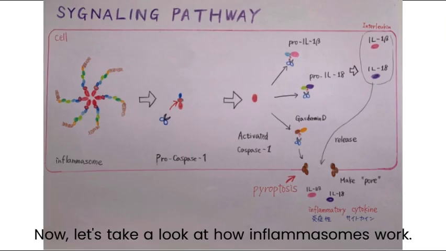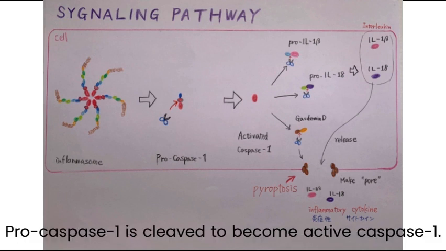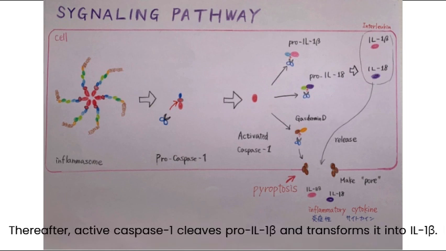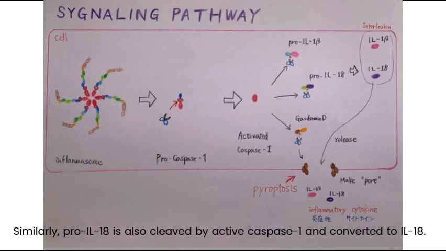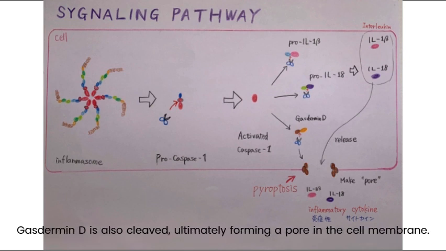Now, let's take a look at how inflammasomes work. Procaspase-1 is cleaved to become active caspase-1. Thereafter, active caspase-1 cleaves pro-IL-1 beta and transforms it into IL-1 beta. Similarly, pro-IL-18 is also cleaved by active caspase-1 and converted to IL-18. Gasdermin D is also cleaved, ultimately forming a pore in the cell membrane.